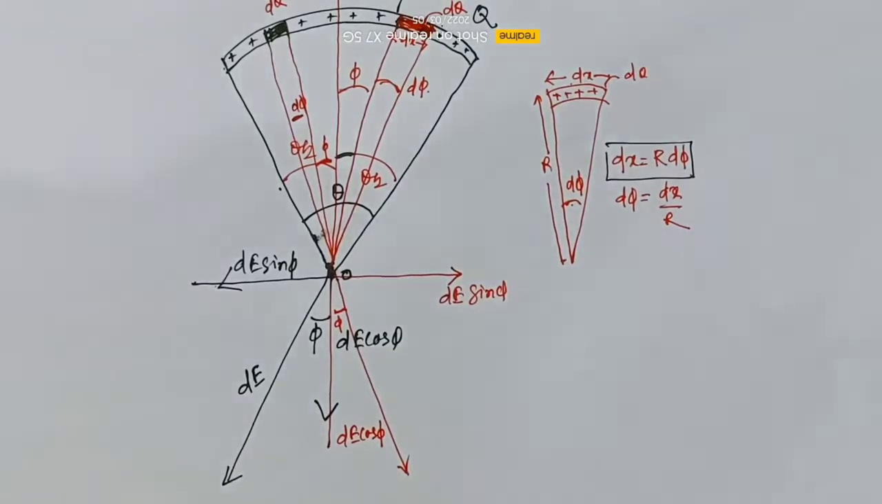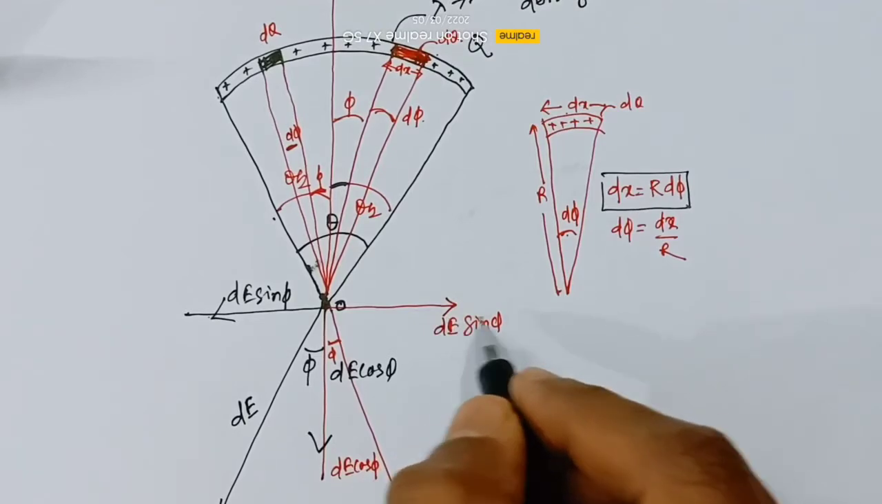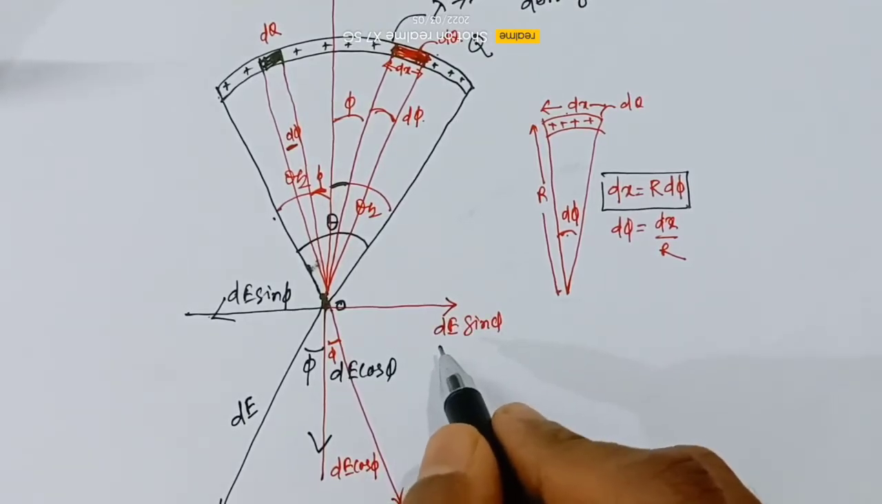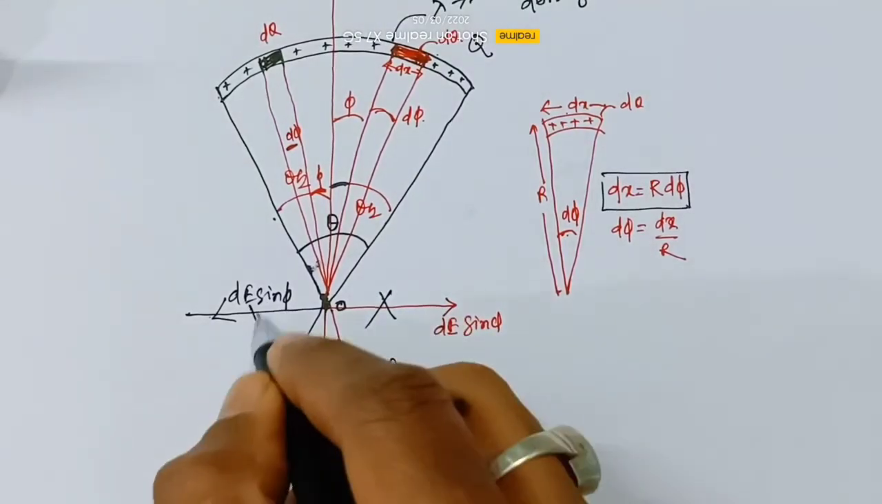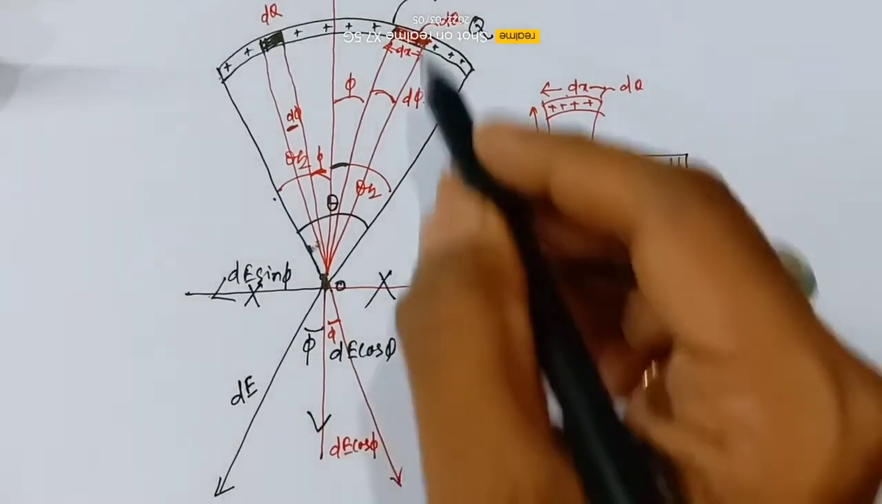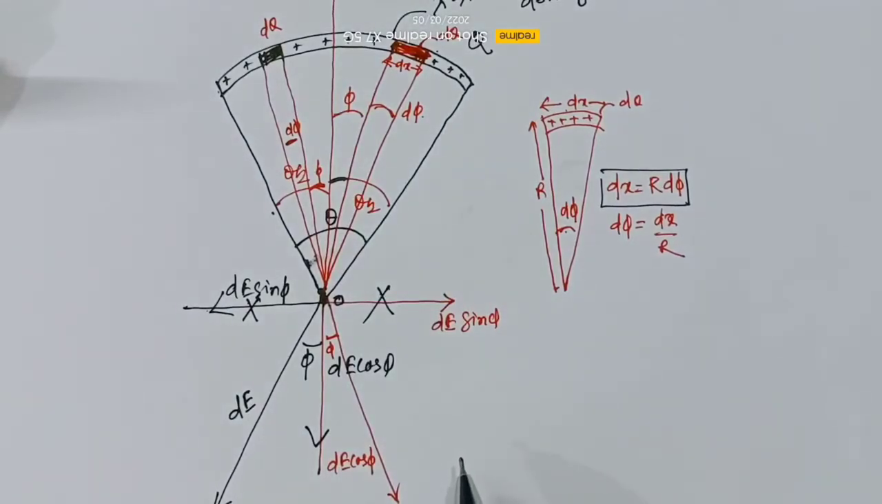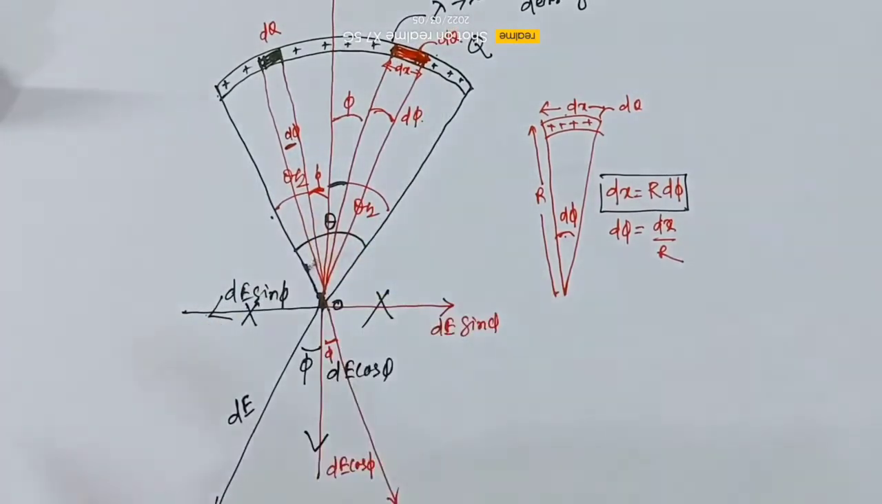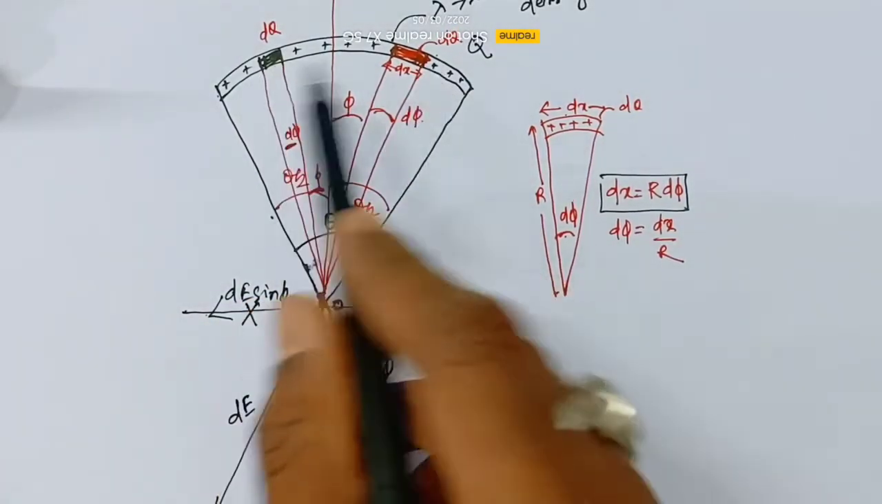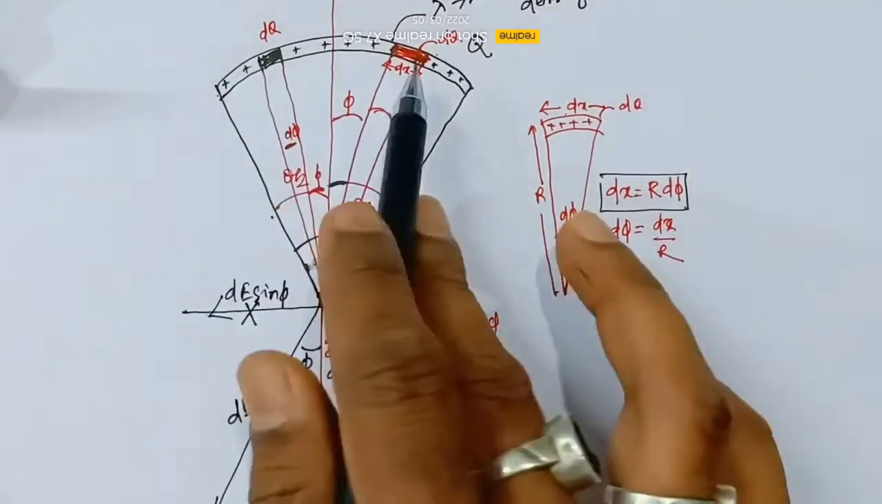Due to the symmetrical pattern, these dE sin phi components are equal in magnitude but act in opposite directions, so they cancel. The only components are dE cos phi due to this element and dE cos phi due to this element. I already said in my previous lectures, we must not do 2 dE cos phi. No, this is an extended body and these elements are the same part of the body. They are not two different things.